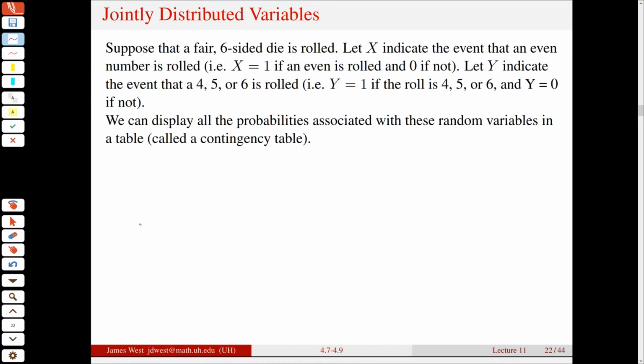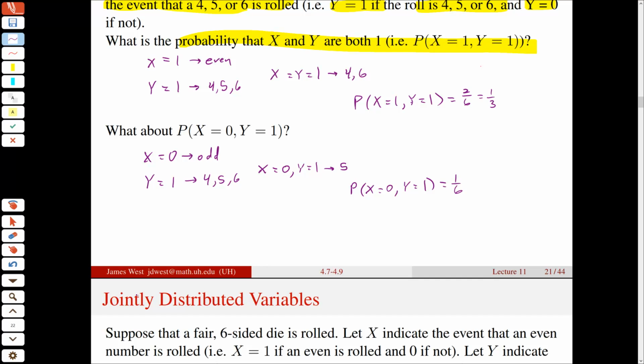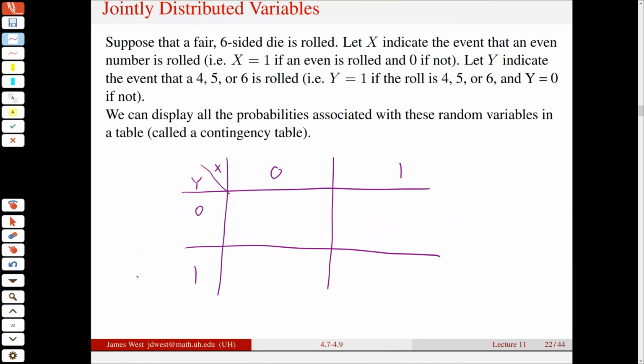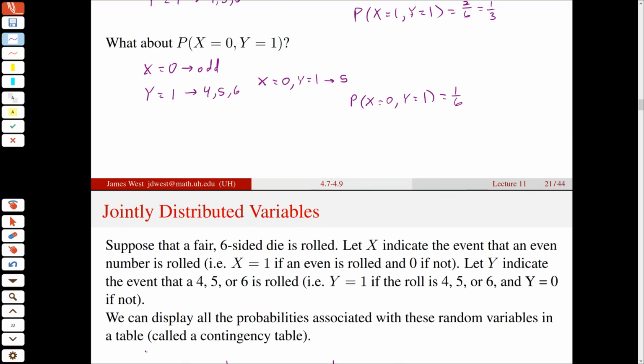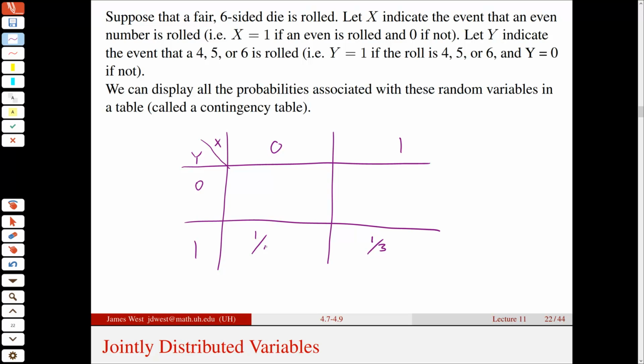We can then actually display all probabilities associated with these events. We list the possible values for X and the possible values for Y. X can be 0 or 1. Y can be 0 or 1. We already calculated the probability they're both 1 is 1/3. And the probability that X is 0 and Y is 1 is 1/6. Note that the ones across the top are X, the ones down the side are Y.